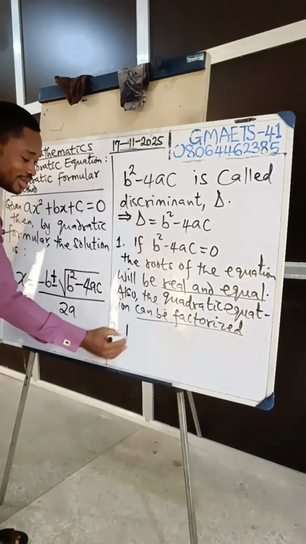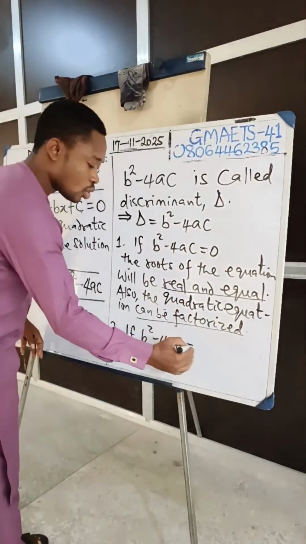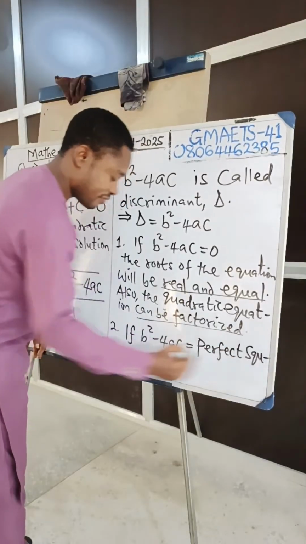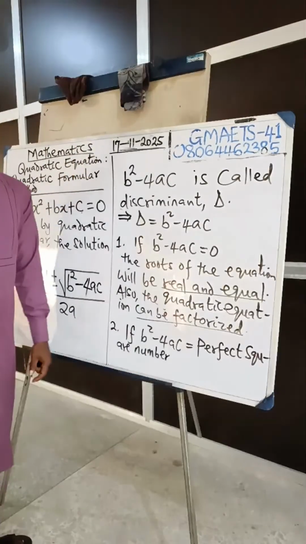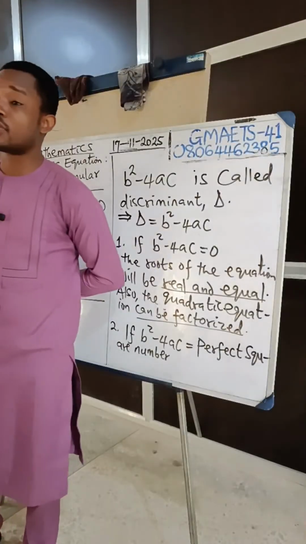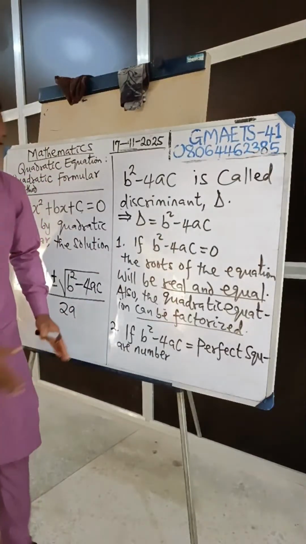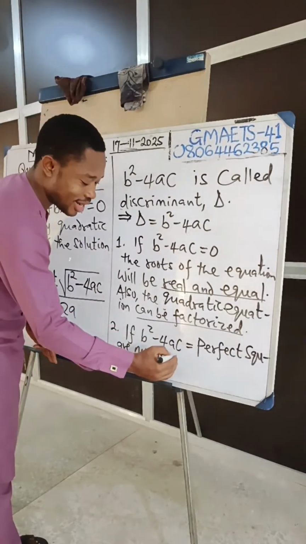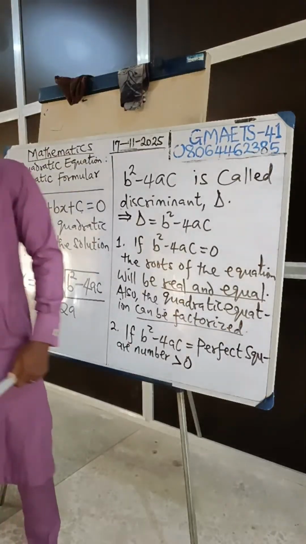Now point number 2. If b squared minus 4ac is equal to a perfect square number, but not 0. Because 0 is also a perfect square. Square root of 0 will give you 0. But we have treated the part of 0. Here, if b squared minus 4ac is equal to a perfect square number greater than 0, let me indicate. So that perfect square number is expected to be greater than 0.